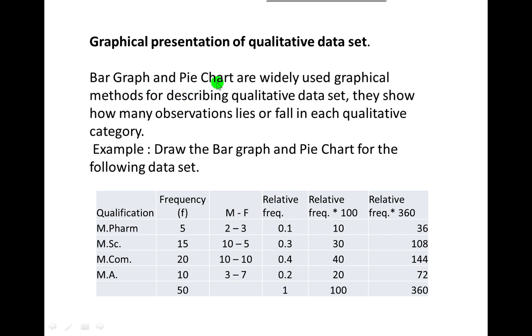Bar graph and pie chart are widely used graphical methods for describing qualitative data set. This is the important thing. They show how many observations lie or fall in each qualitative category. How many observations means frequency.